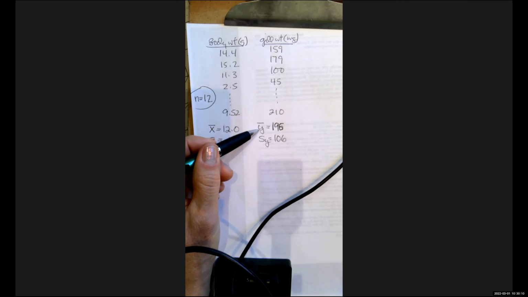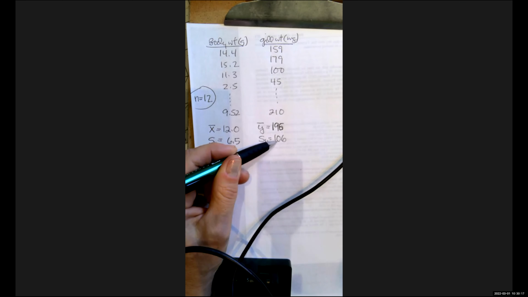In order to make correlation regression calculations, I first need to calculate my X bar, mean for my X variable, and the standard deviation for my X variable. So these are 12.0 and 6.5. Notice my decimal places match my data. I also need to find my Y bar, my mean of my Y variable. This is 196 milligrams, and the standard deviation of my Y variable, 106. All right, so I have a couple different tasks.